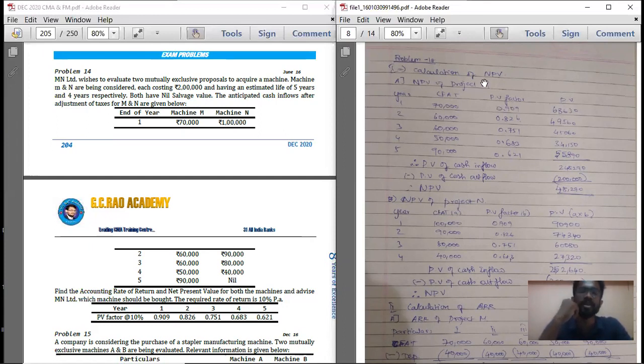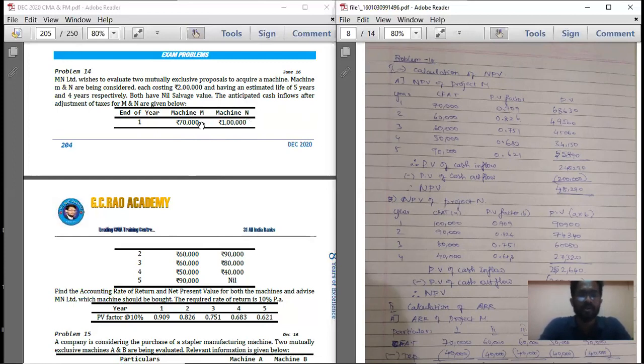So first we are doing project M. For project M, what is the life of the machinery? 5 years. So in the year column record 1, 2, 3, 4, 5. There are 5 years of the machinery. So what is the CFAT for all 5 years? They have given it directly. You should always read the question properly. Here they have given the anticipated cash inflows after adjustment of taxes, which means CFAT. So copy all the CFATs for each year.